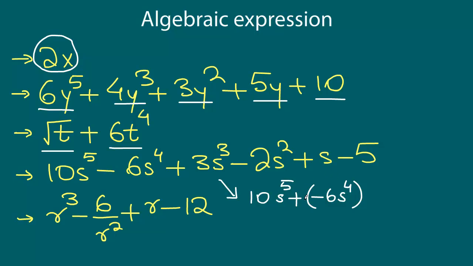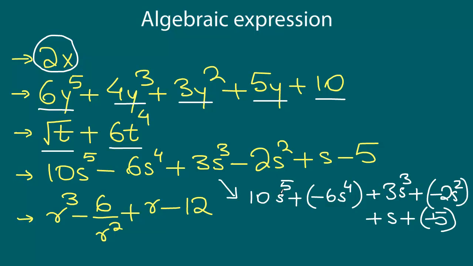But because we conventionally write an expression as first term plus second term plus third term, we want to do it this way. If we do it this way, then we can clearly see the second term is minus 6s^4. So let's keep writing the rest of the terms for this expression. Third term is plus 3s^3. Fourth term, similarly, we will write as plus minus 2s^2. And then we have plus s. And then we will write plus minus 5.